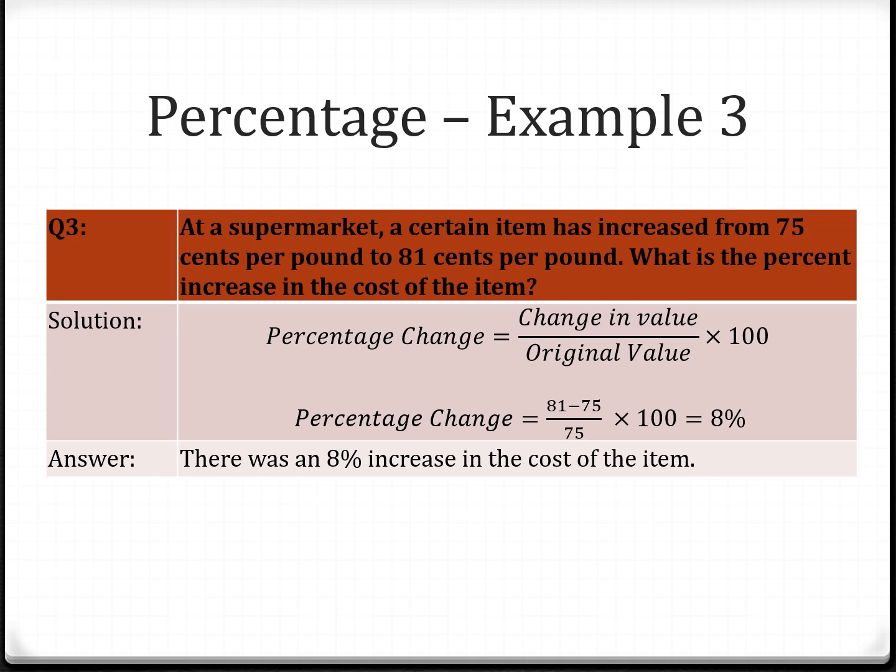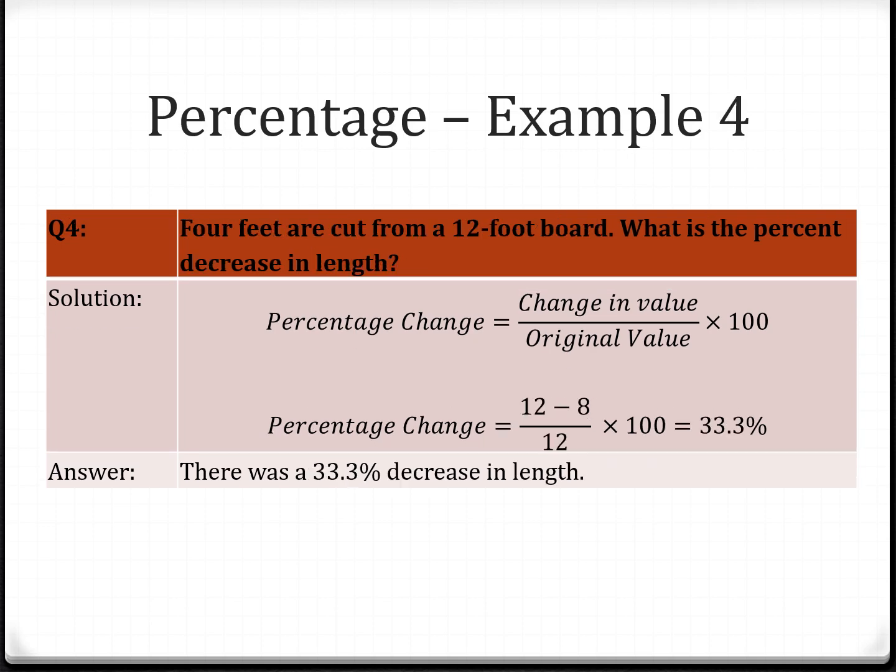Alright, same goes for this: change in value, 81 minus 75 over original times 100, you get 8% increase. Same here, change over original. 4 feet is cut from a 12-foot board. So 4 feet is the change, right? So the change, you see, 12 minus 8 is 4, over 12 times 100. Percentage, always 2 decimal places, alright?